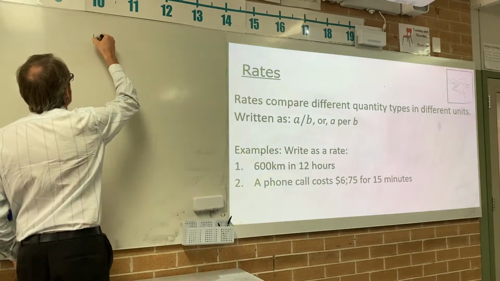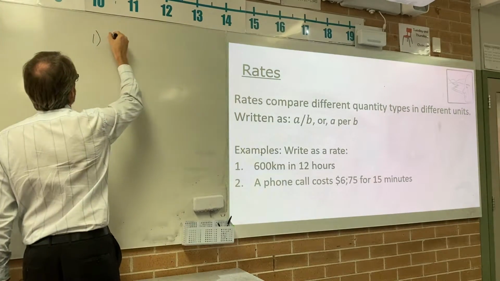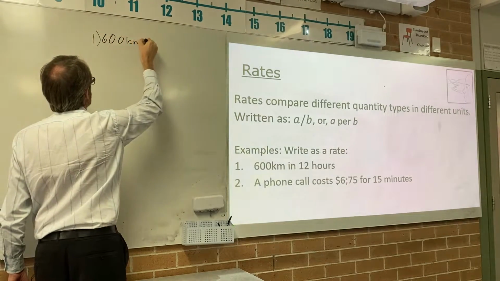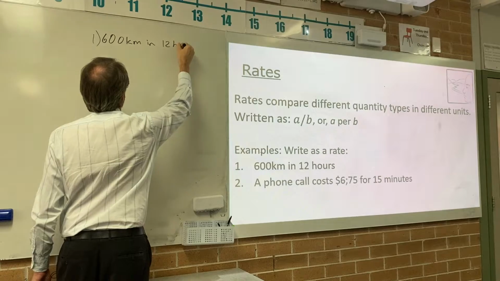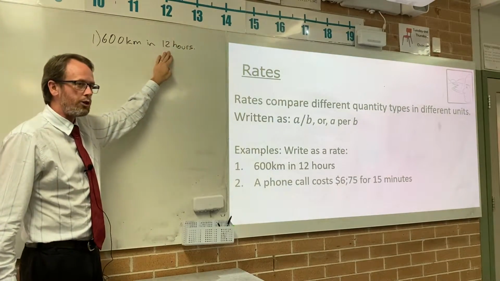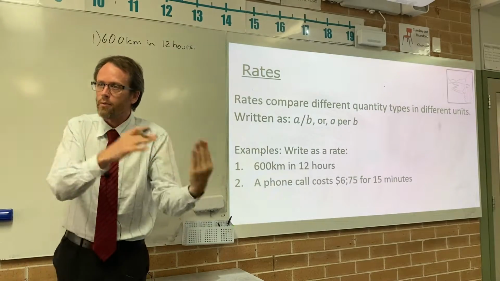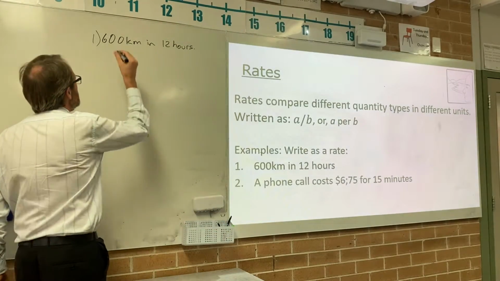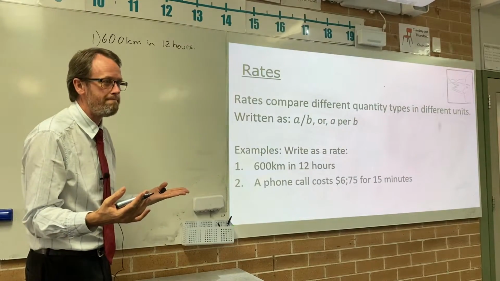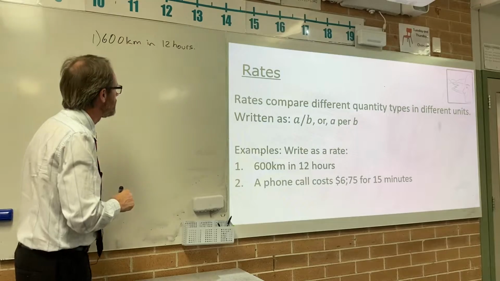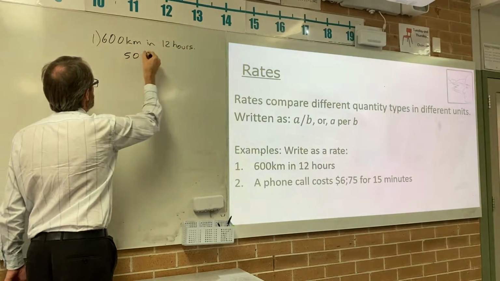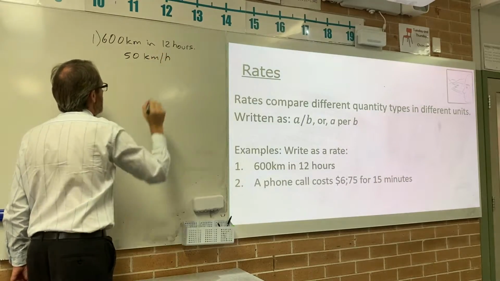So number one would be 600 kilometres in 12 hours. Really what we want to do is 600 divided by 12 to find out how many kilometres they go in 1 hour. Okay, that's the idea. So, how many times does 12 go into 600? Anyone know? Have a calculator if you need to. 50. Yep. So it's 50 kilometres per hour.